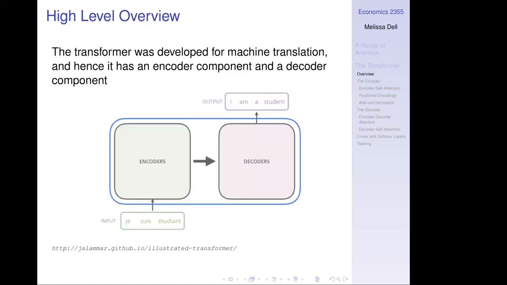So, just the highest level overview. As I said, the transformer was developed for machine translation, and hence it has an encoder component and a decoder component, just like the models that we saw last class. In the machine translation context, you put in a sentence in French and it outputs a sentence in English. And again, the model was developed by people at Google Brain and Google Research who were trying to make Google Translate work better.